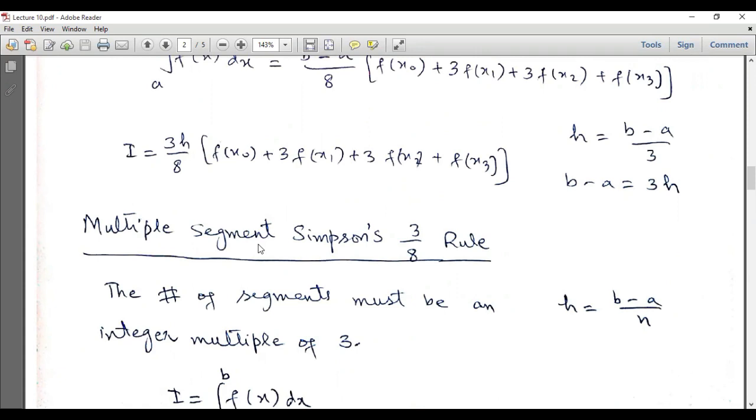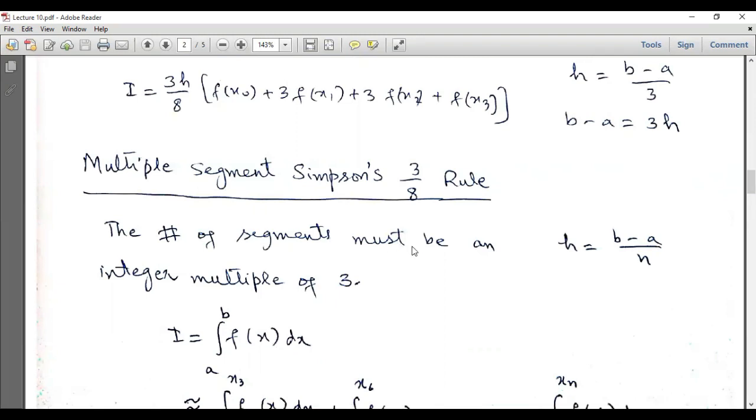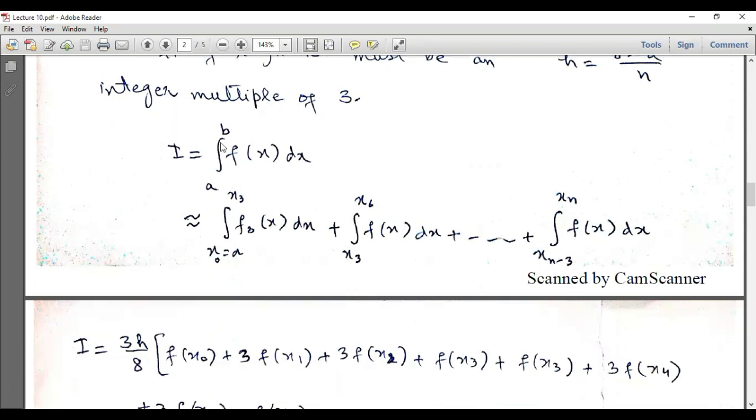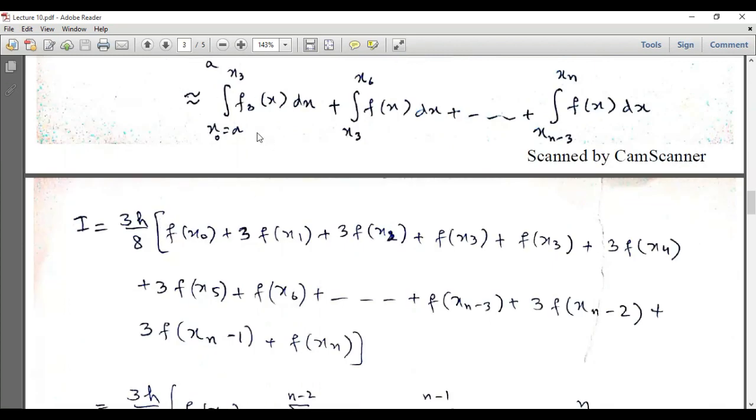our discussion to multiple segments, so multiple segment Simpson's 3 by 8 rule. In this case, the number of segments must be an integer multiple of 3. So we can divide our whole domain of a to b into multiple segments, and on each three segment section, we can apply three segment Simpson's 3 by 8 rule. Suppose we have our domain from x0 to xn. For the first three segments, we will apply Simpson's 3 by 8 rule. These are the next three segments, and so on, and these are the last three segments. So let's apply Simpson's 3 by 8 rule over here.